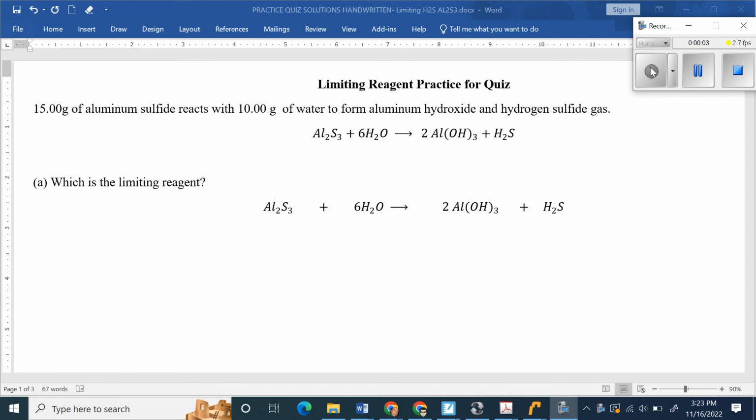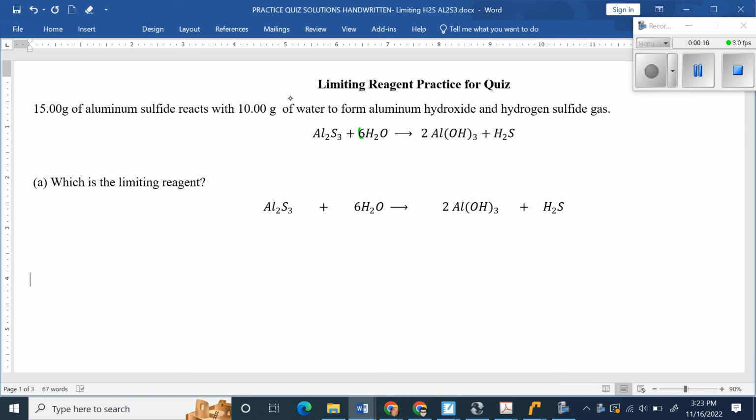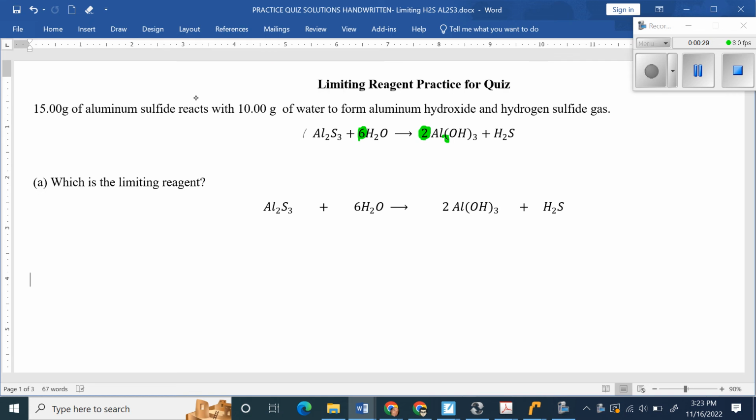Okay, let's try this limiting reagent problem. That would be good practice for the quiz. So I'm just going to highlight my coefficients here. So that's a 6, right? That's 2. And there's a 1 that's also understood here, right? So there's a 1 right here, right? So there's a 1 in front of that. We'll just highlight that as well, right?